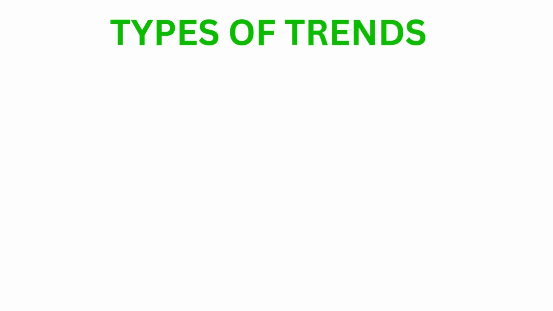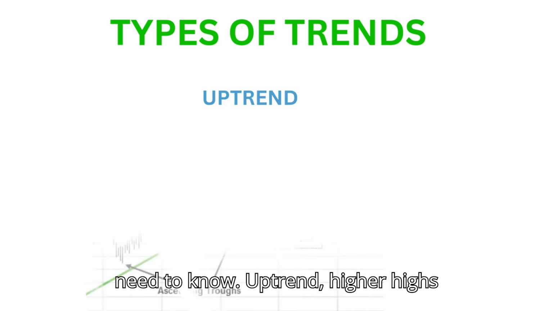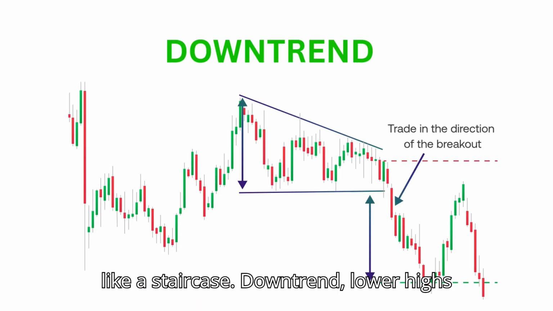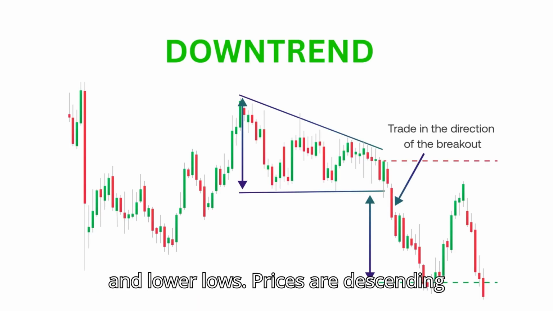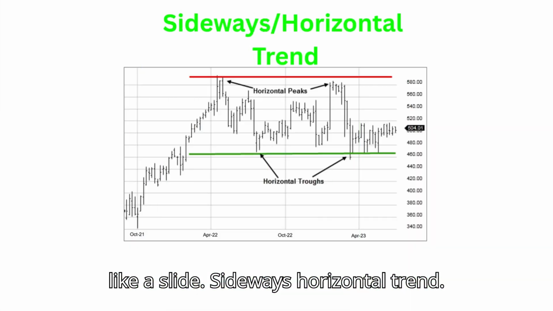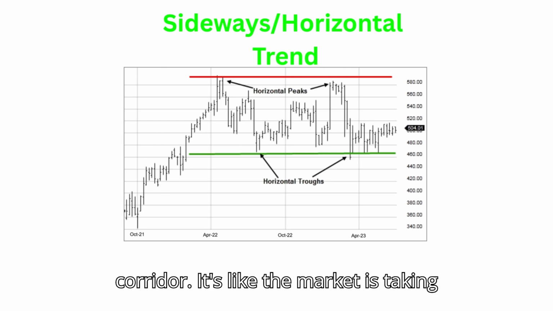Types of trends. There are three main types of trends you need to know. Uptrend, higher highs and higher lows. The market is climbing like a staircase. Downtrend, lower highs and lower lows. Prices are descending like a slide. Sideways horizontal trend. Prices are range-bound, moving within a corridor. It's like the market is taking a breather.